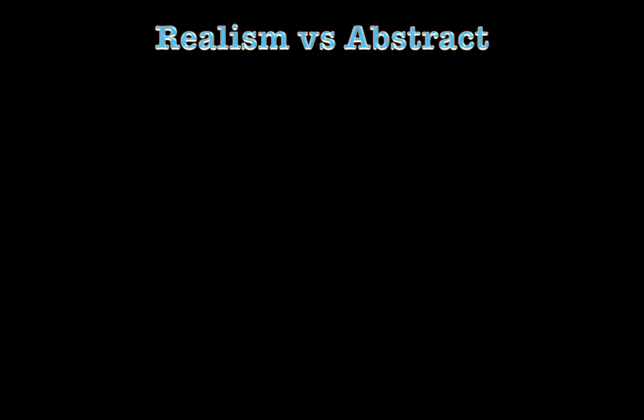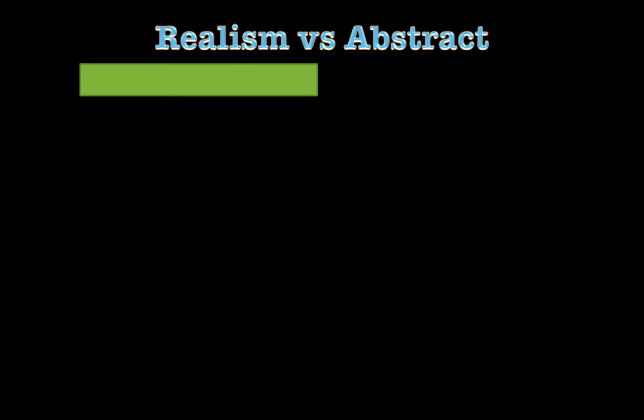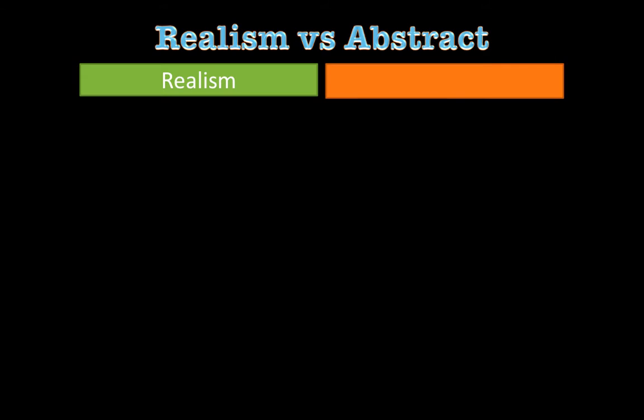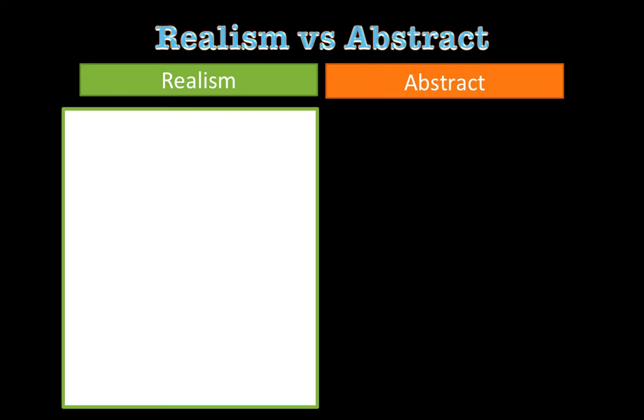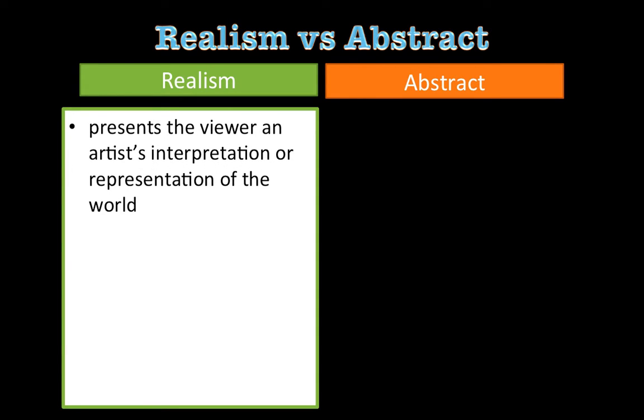Now, when we think of realism versus abstract, we have to talk about what realism is as well as what abstract art is. What we've been working on in class for the last month or two is what we would term realistic art, or realism. It is the artist's interpretation or representation of the world. It is how the artist puts the world around them on canvas. It expresses the outer world, in a very realistic fashion, very much like a photograph.